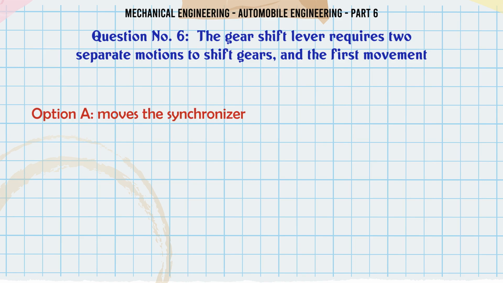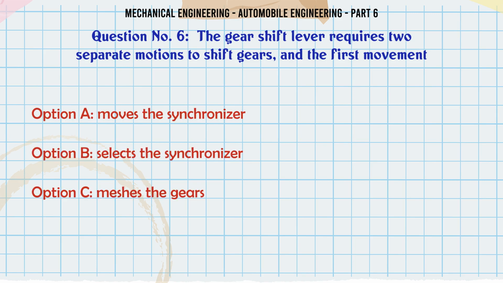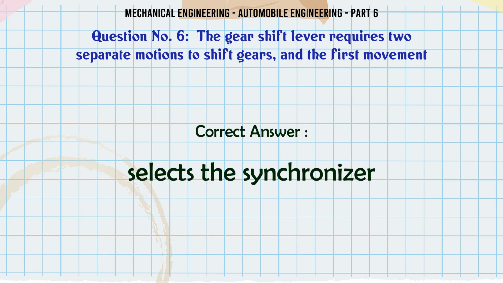The gear shift lever requires two separate motions to shift gears, and the first movement: A. moves the synchronizer, B. selects the synchronizer, C. meshes the gears, D. operates the clutch. The correct answer is selects the synchronizer.